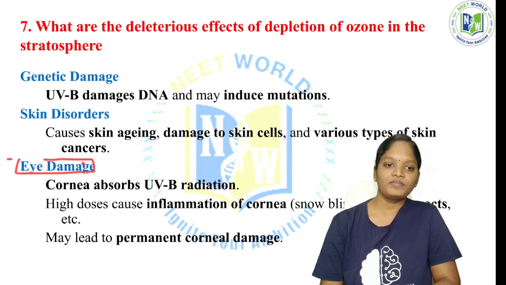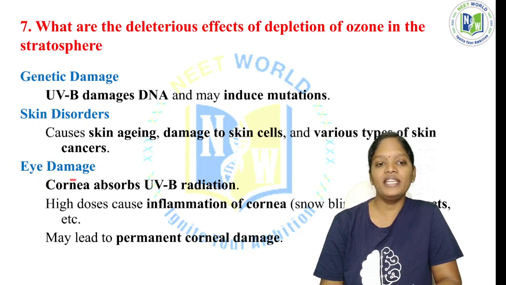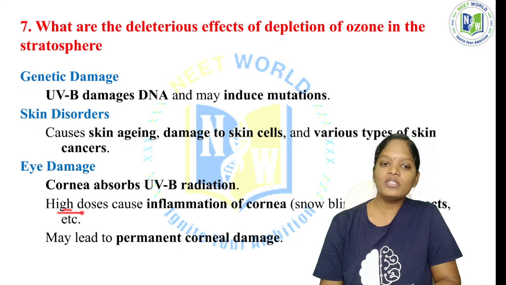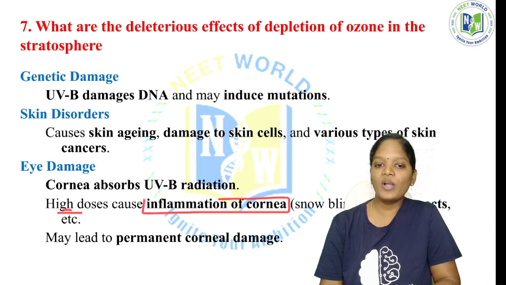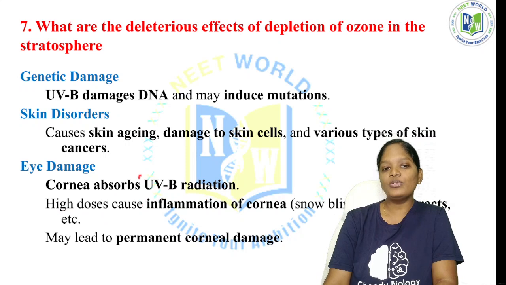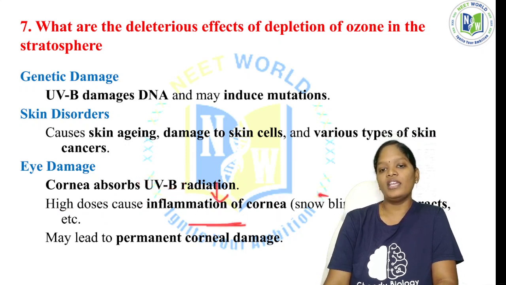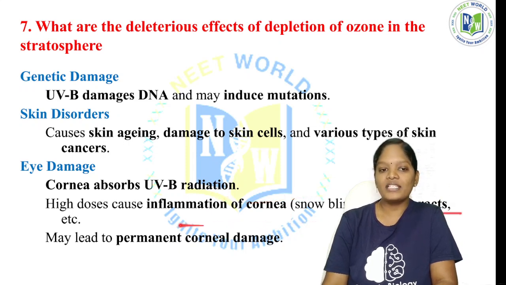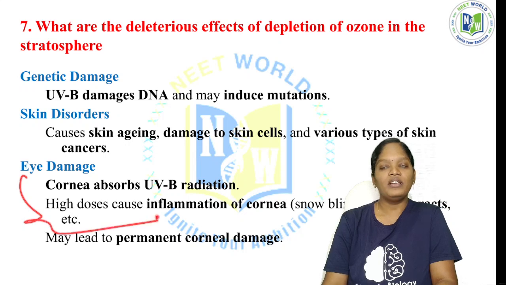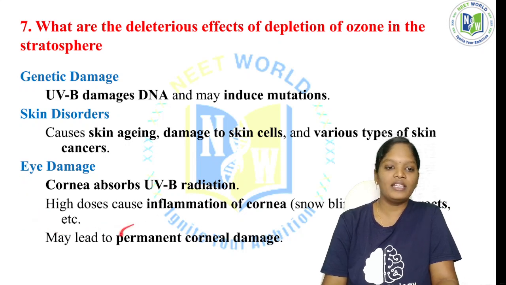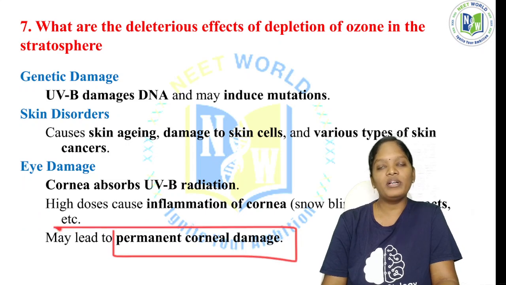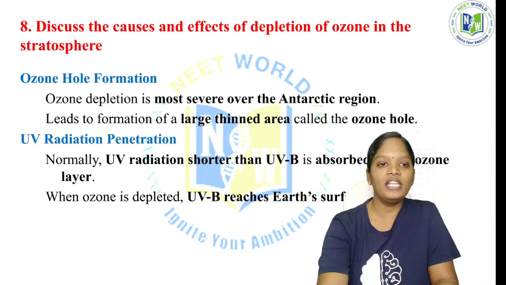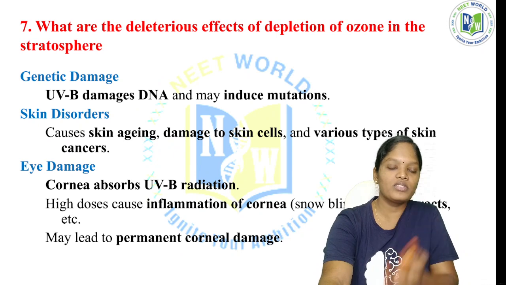Now, eye damage. How does the eye get damaged? The cornea absorbs the UVB radiation. High doses cause inflammation of the cornea. So a high dose of UVB radiation results in inflammation of the cornea, and this condition is called snow blindness. Cataracts will also occur. All these things affect the condition of the eye and lead to permanent corneal damage. So this is with respect to the seventh question.